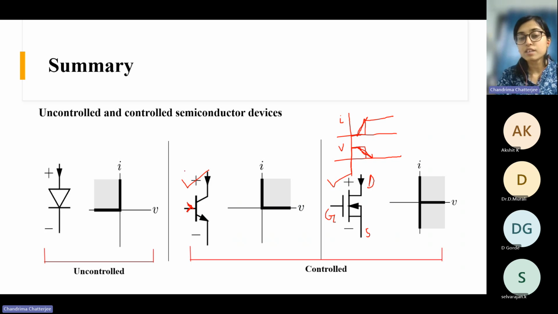This is a voltage control device because we will have to give some gate to source voltage. But in case of BJT, you will have to provide some base current, so it is a current control device. Unless and until the base current is flowing, your BJT will be on. Okay. So these are some different types of switches that we studied.